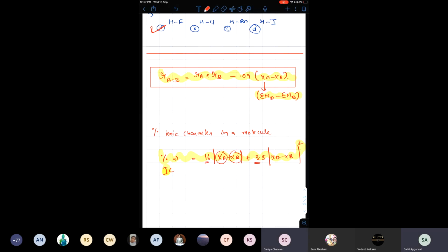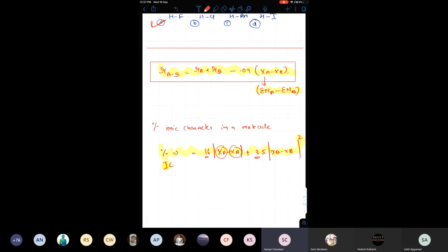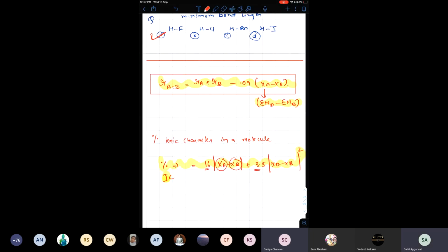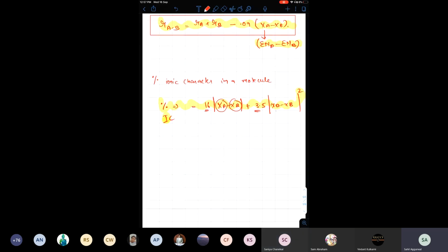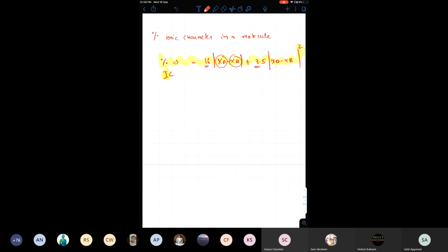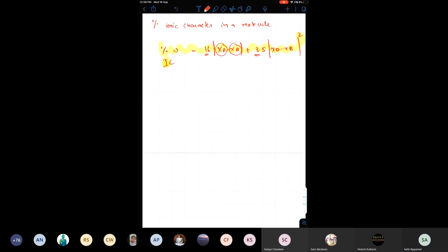You want me to take an example? Yes, sir. But why are those numbers 16, 3.5? Okay, that has been experimental observation. Okay, sir. Thank you. वो तो experimental observation है यार. Understood?